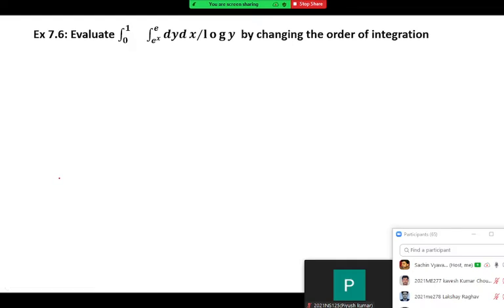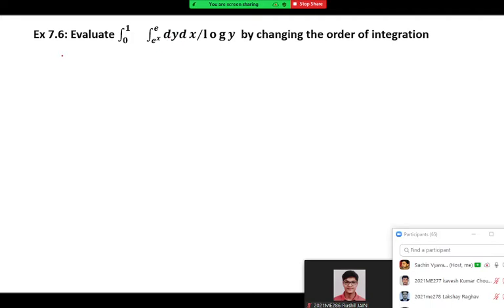How do we change the order of integration? Yes, drawing the curves, y equal to e to the power x. Step number one, these limits give us the equation of the curves. You will observe the inner limits are in terms of x, so the variable should be y. The order is also given correctly, so it is dy dx only.